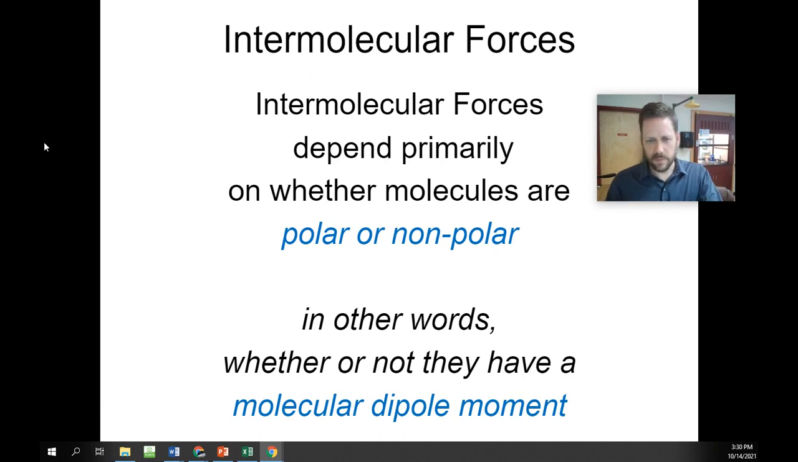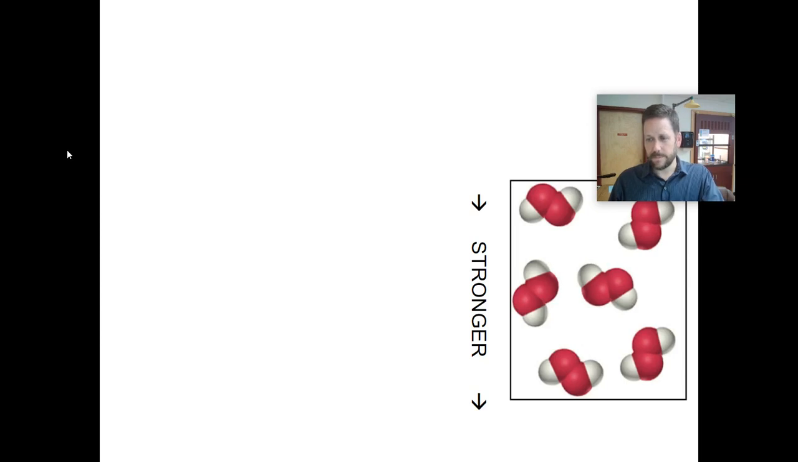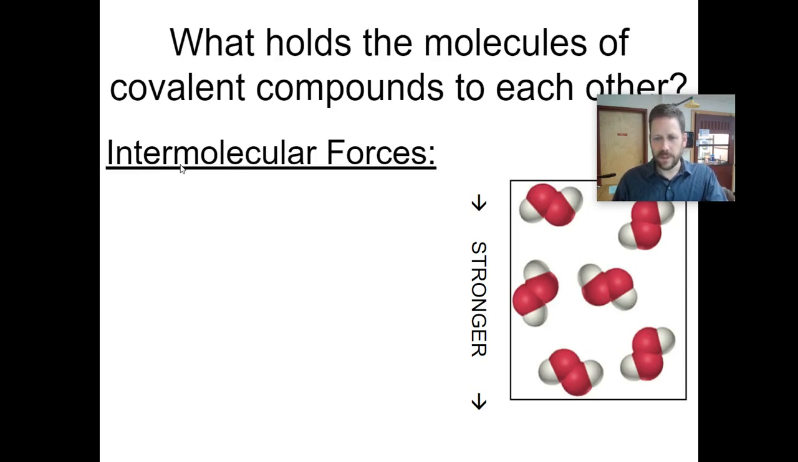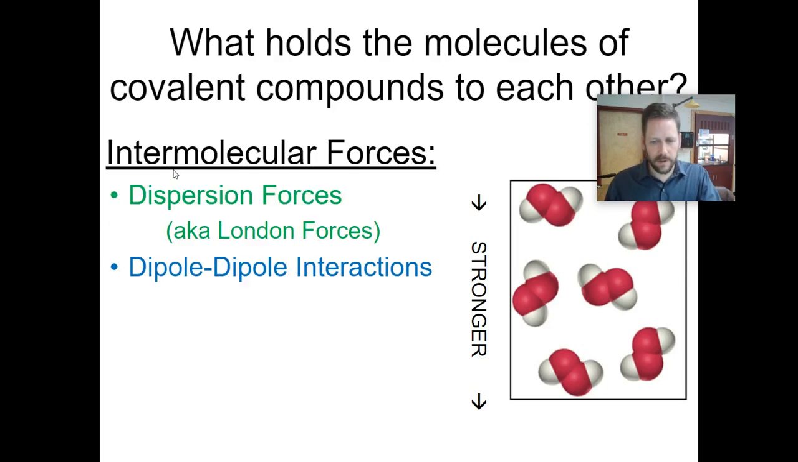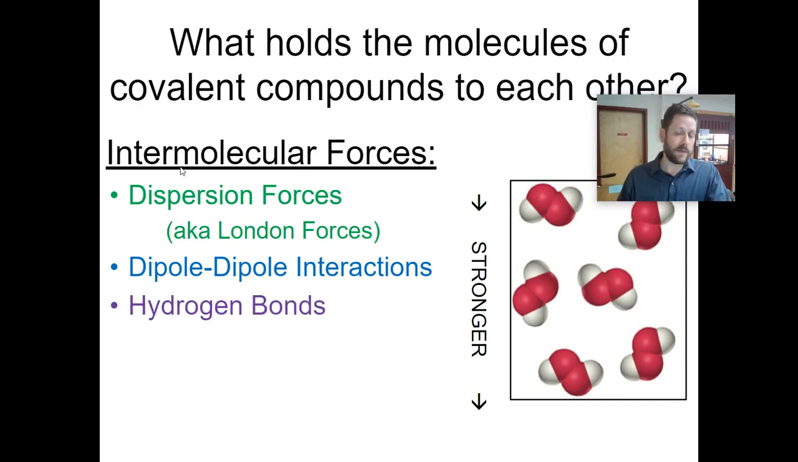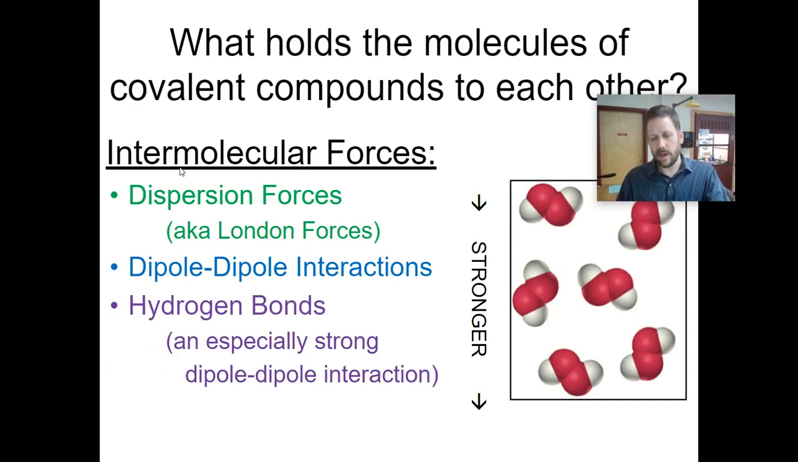And we discussed in a previous video the difference between a bond dipole, which just depends on electronegativity difference, and a molecular dipole, which of course is also going to depend on molecular geometry. So the three types of intermolecular forces that we're going to start with are London dispersion forces, dipole-dipole interactions, and hydrogen bonds, which are really essentially just an especially strong dipole-dipole interaction. And those are listed in increasing strength.